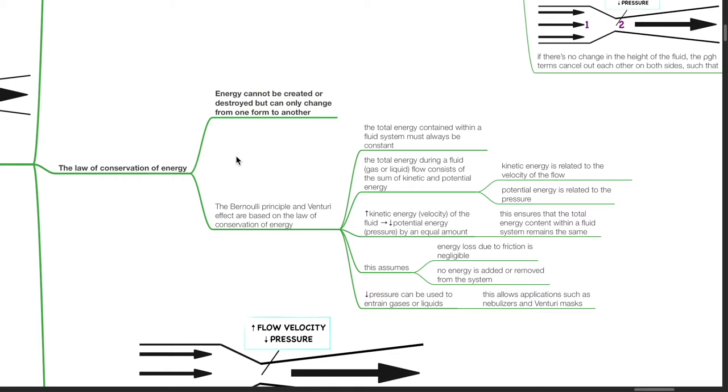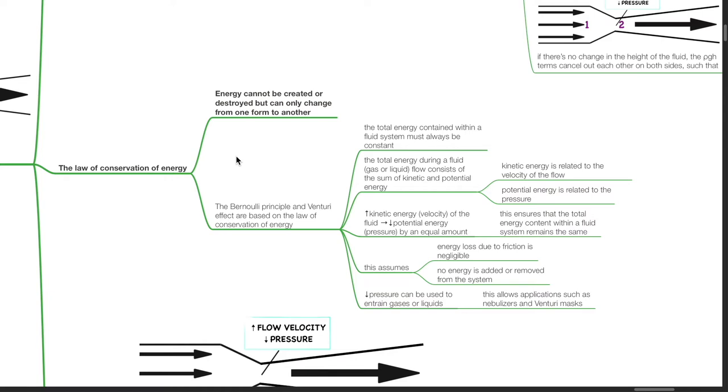Kinetic energy is related to the velocity of the flow, and potential energy is related to the pressure. Increased kinetic energy or velocity of the fluid results in reduced potential energy or pressure by an equal amount. This ensures that the total energy content within a fluid system remains the same.